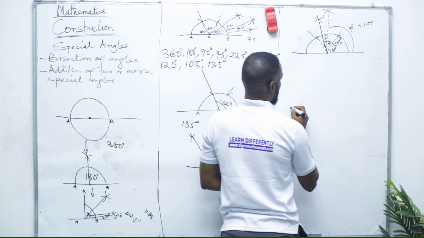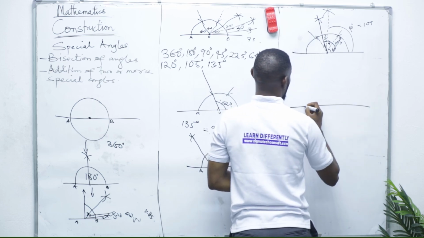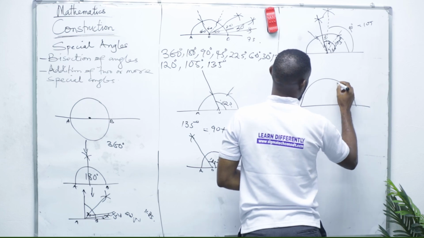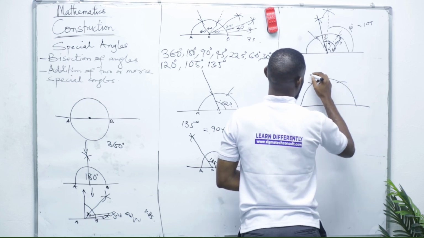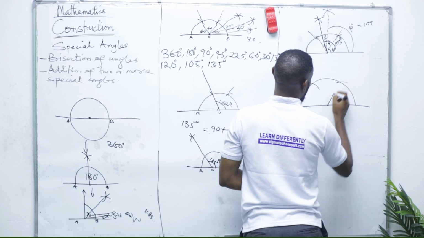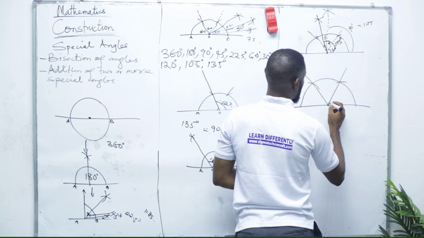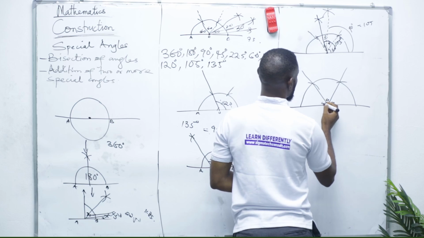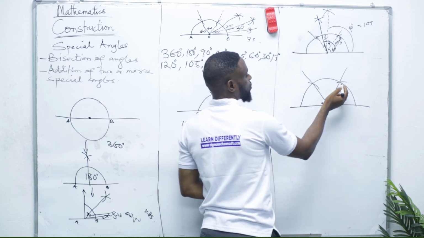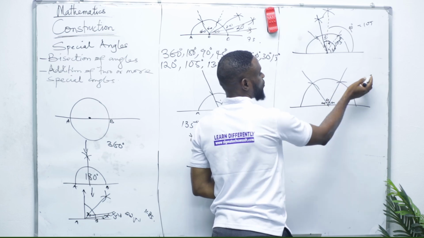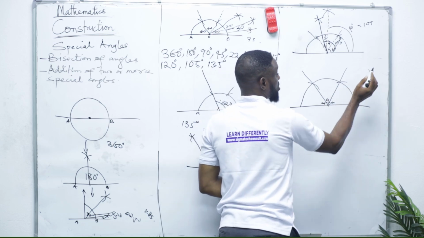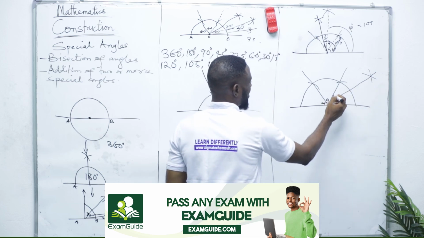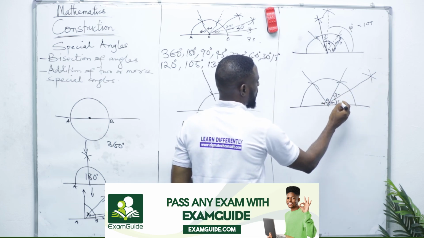So look at it. If this is our semicircular arc, and this is our center. Remember I said this is 60, this is 60, and this is 60 to give us 180. So to get 30, any radius of your choice, the same radius. Okay, so we have gotten 30. So this is our 30, and this is also our 30.